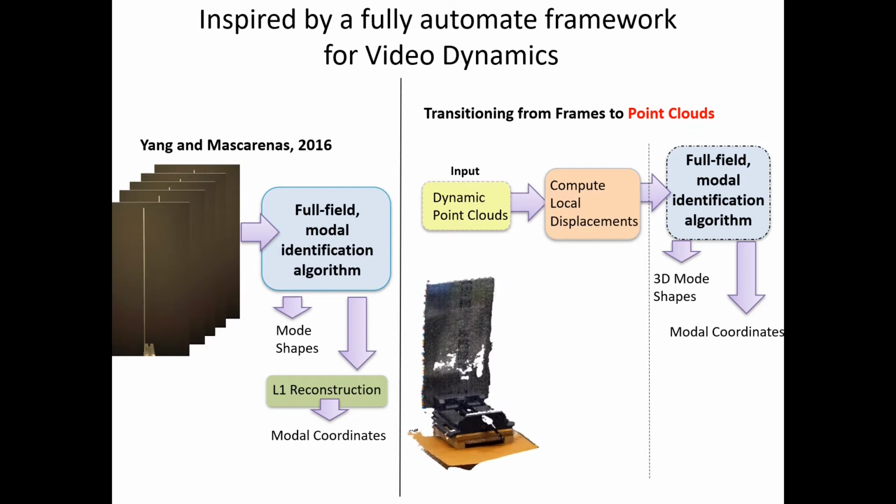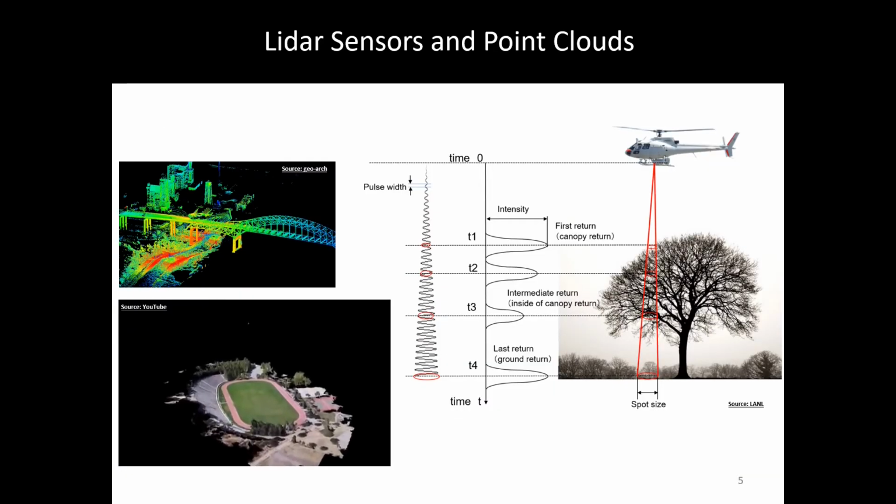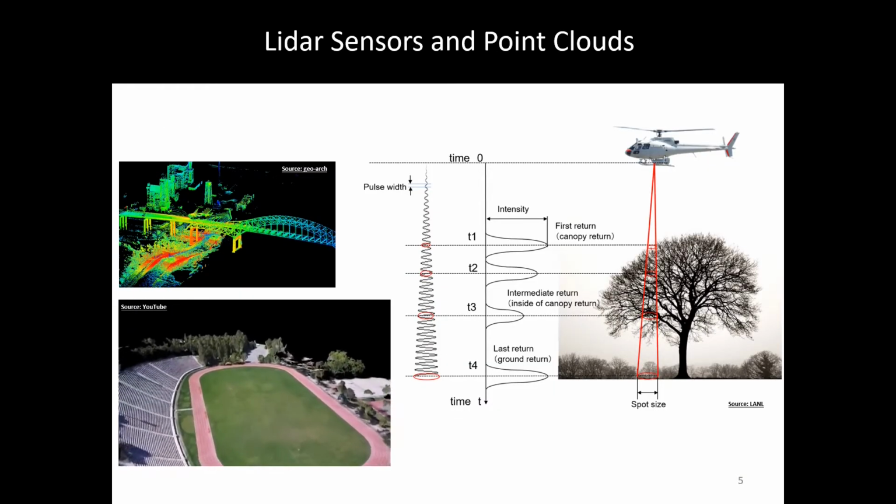Inspired by that full-field video dynamics technique, here, in this work, we envision the transition of frames to dynamic point clouds. Thus, in the end, our goal is to be able to apply an adapted version of the work proposed by Yang and Mascarenhas over the point cloud data collected for vibrating structures. For this, we propose a simple approach to compute local displacements from point clouds, making the use of the early model identification technique suitable. But first, we need to briefly introduce the category of time-of-flight sensors.